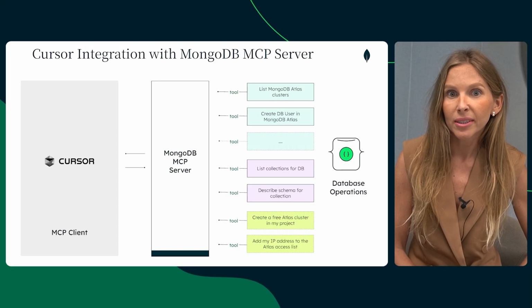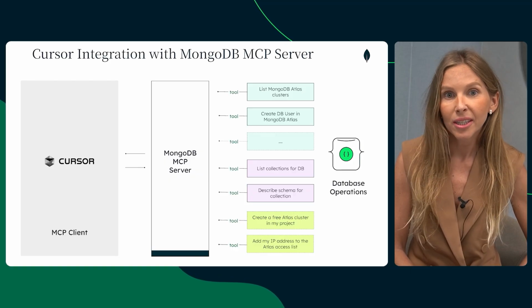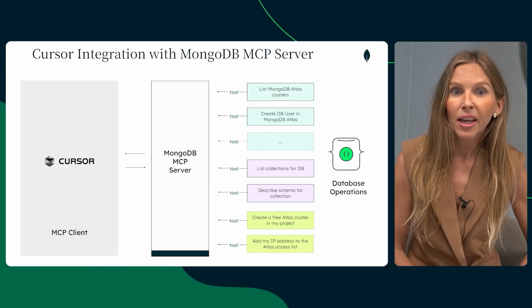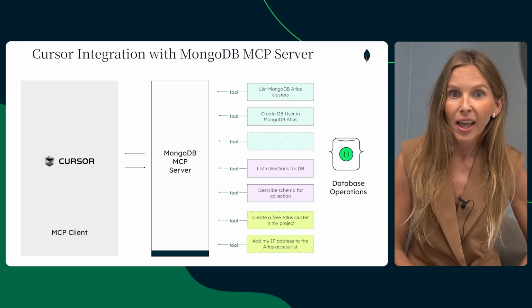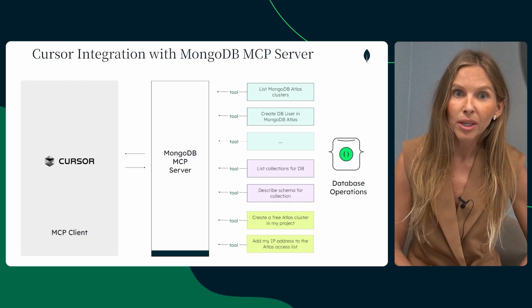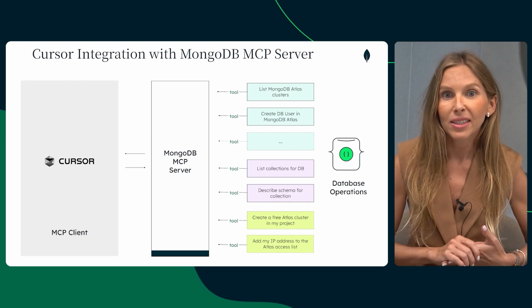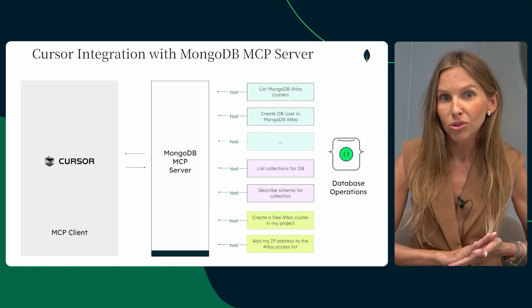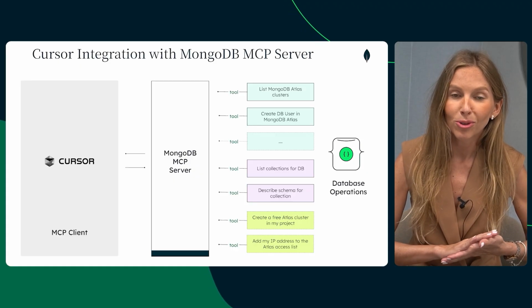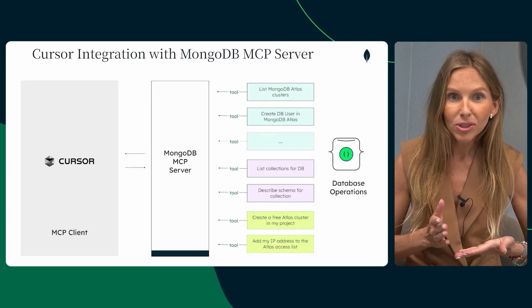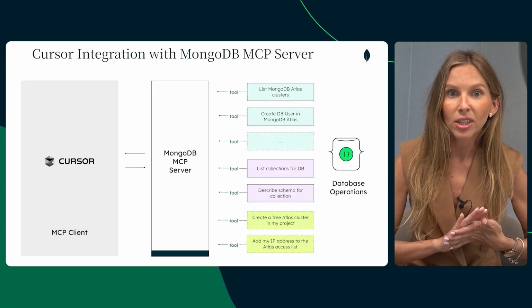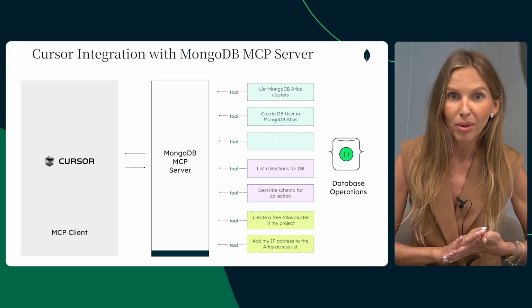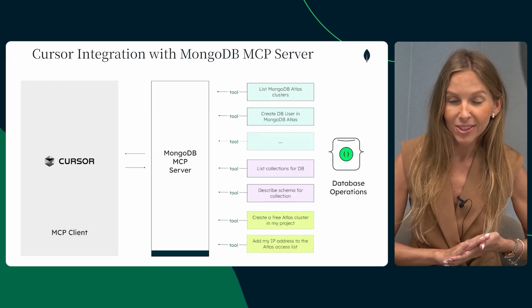Well, Cursor is an AI-first code editor designed to help you write, edit, and understand your code faster. And the MongoDB MCP server is a fantastic tool that acts as a bridge and allows an AI model like the one inside Cursor to securely chat with your MongoDB databases. The beauty of this integration is that it brings your database directly into your coding environment. It's a game changer for getting stuff done faster.